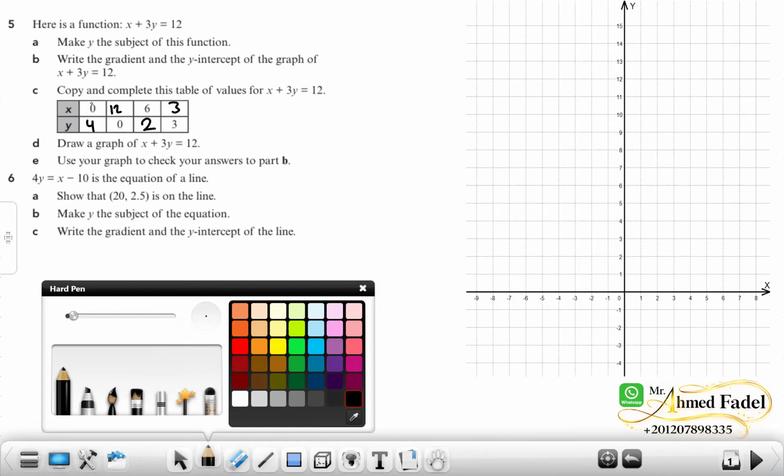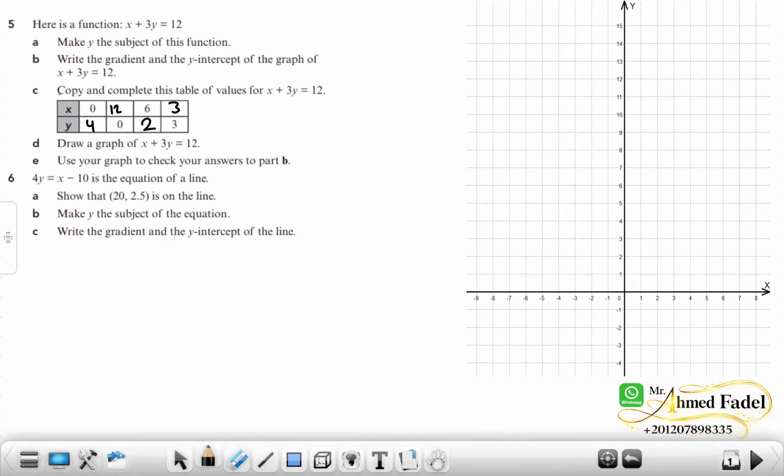When x is 0, y is 4. So (0, 4). You're going to plot it over here. When x is 12, I'm going to need to change my graph because it's not going to be enough.